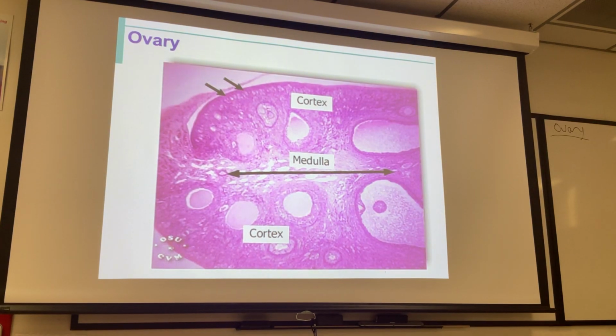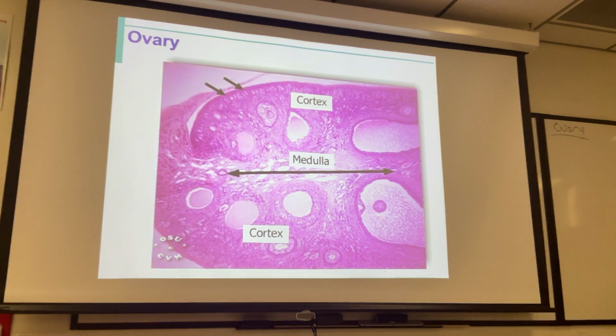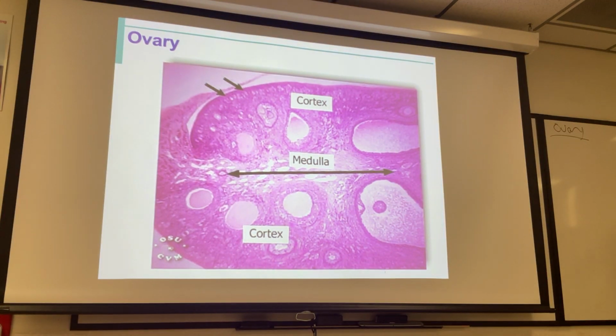The ovary, as you can see here from the light microscopy, like the adrenal gland, has a central region and an outer region. So, of course, the central region we call the medulla, and the outer region we call the cortex. However, it does not have the same type of distinct boundary and border the way that we saw in the adrenal gland, so it is poorly defined.